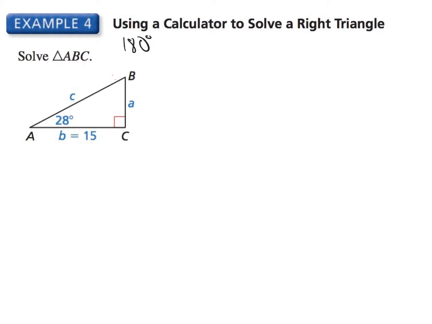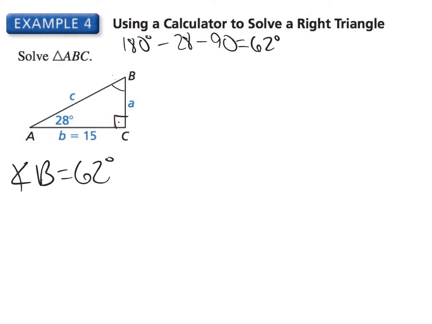So that means I have a 90 degree in this box and I have a 28. So I need to find this missing little angle right there. So I'm going to go 180 minus 28 minus 90 to find that missing angle. And that gives me 62 degrees. So angle B is 62 degrees. That's one piece. Now, we see that B is 15 and we need to find C and A.